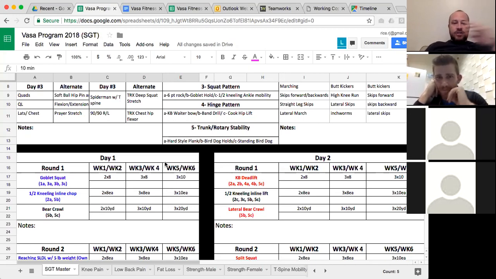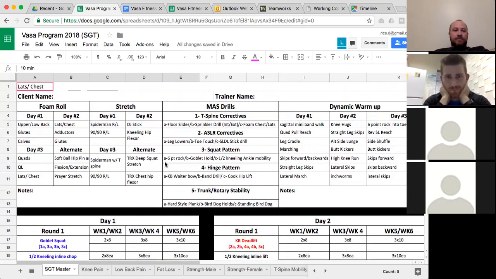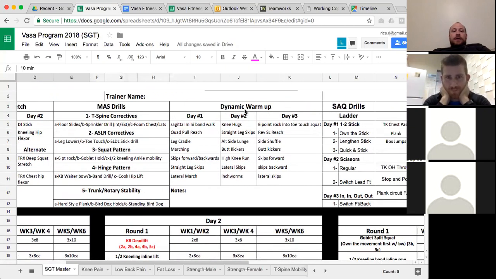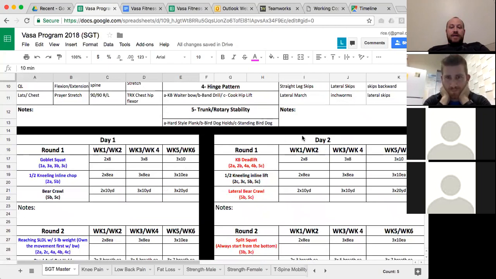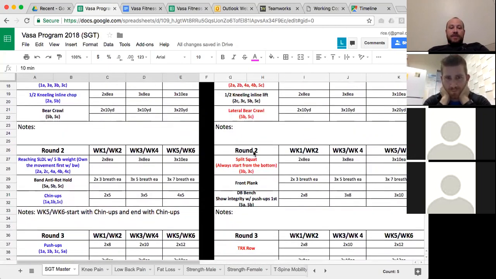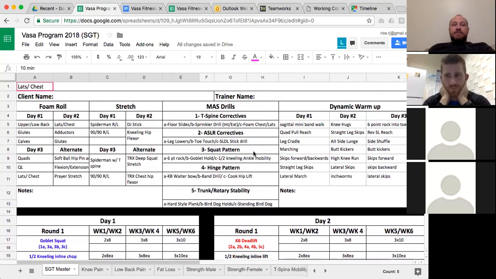I want to start with the lift, but let's look at the entire program from start to finish, just an overview. Looking at the top left-hand corner, you have the basic things: foam roll, stretch, mass drills, which is your mobility, activation, stability, dynamic warm-up, sack drills, power, and then you've got day 1, day 2, day 3 on the lift, and at the very bottom you have conditioning. So that's your basic fundamentals from start to finish. Across the board, you've got your movement prep at the beginning, more of your power work, and then you get into lift and finish off with conditioning. So let's first talk about that.